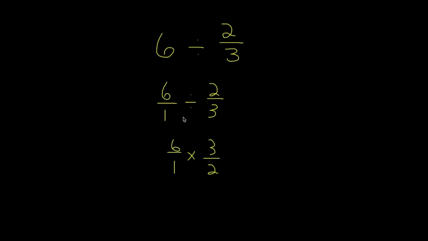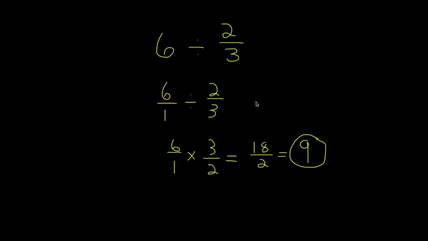So 6 over 1 divided by 2/3 is the same thing as 6 over 1 times 3 over 2. And now, if you know how to multiply fractions, all we do is multiply the numerators and the denominators by each other. So 6 times 3 is 18, and 1 times 2 is 2. So 18 divided by 2 is 9. And 9 would be our answer.